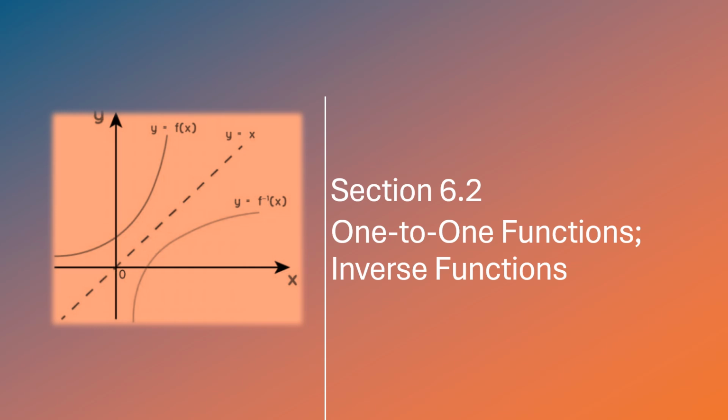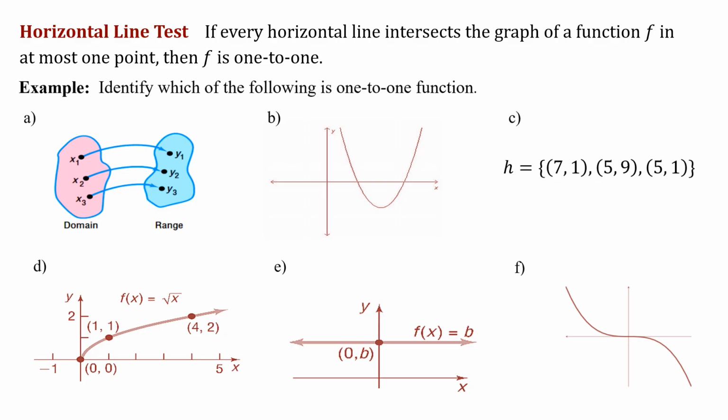In this video, we will discuss one-to-one functions and inverse functions. The horizontal line test is used to identify whether the graph of a function is one-to-one. For example, identify which of the following is a one-to-one function.